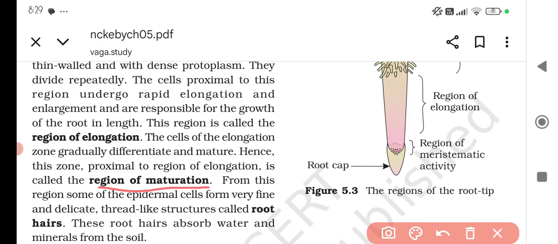Region of maturation. From this region, some of the epidermal cells form very fine, delicate thread-like structures called root hairs. These root hairs absorb water and minerals from the soil.